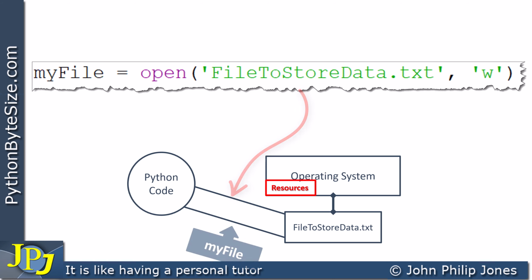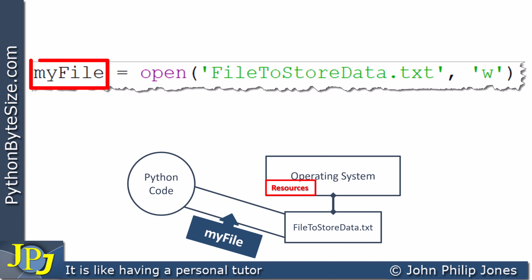And this stream will have this name, my file, because that's what I used here in the computer program. And of course, this is the object reference to the stream, where the stream is indeed an instance of a class. In other words, an object.